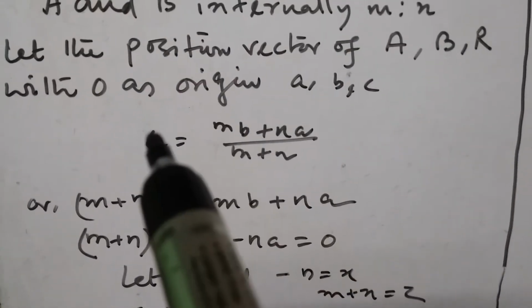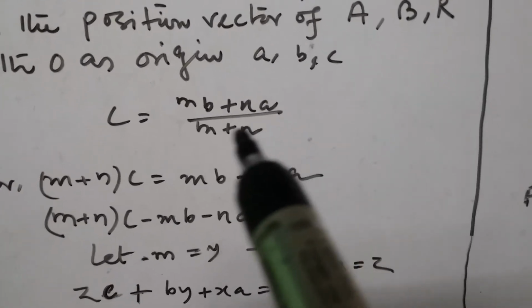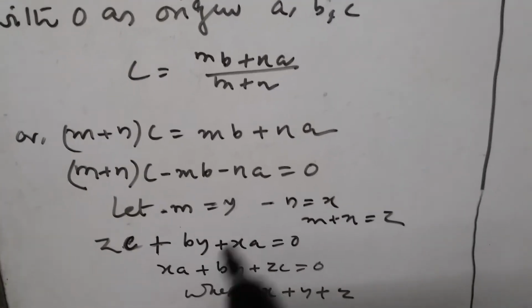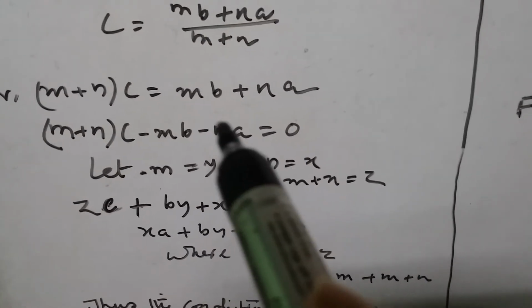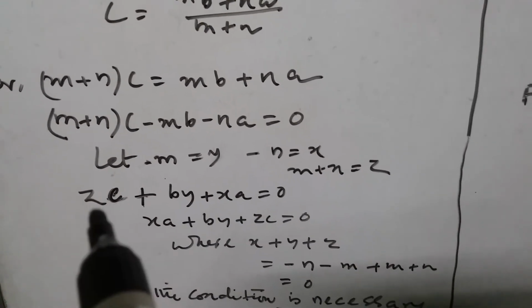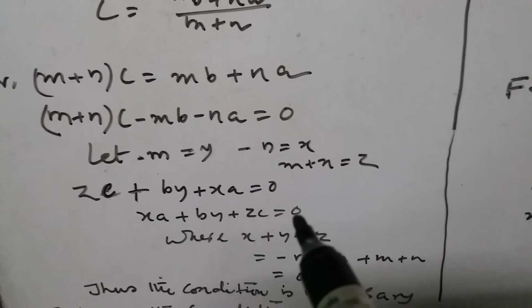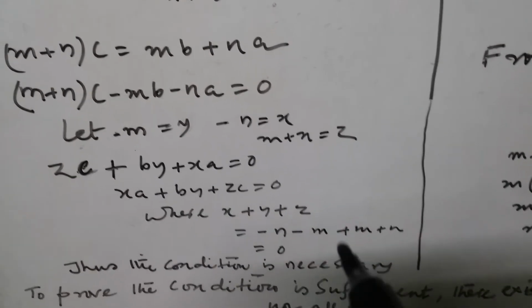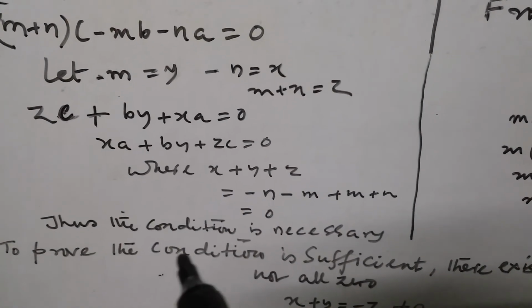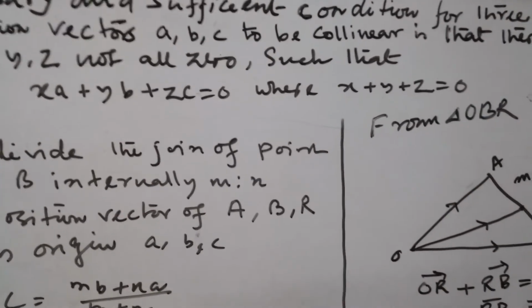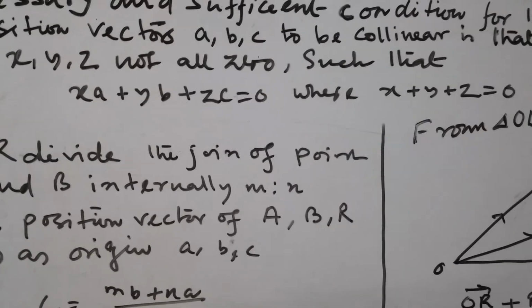We get C equal to MB plus NA by M plus N, then multiply, M plus N equal to Z, and M equal to minus y and minus N is equal to x, and this is of the form x plus y plus z equal to 0. So this is the condition which is necessary, and then we prove the condition is sufficient.